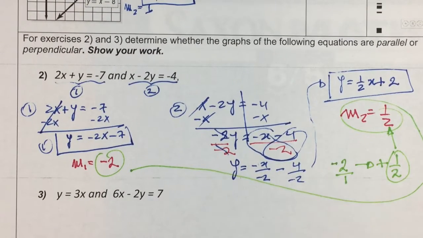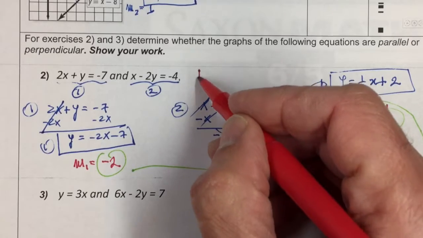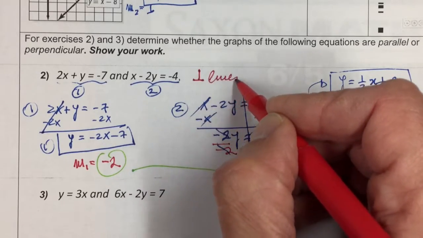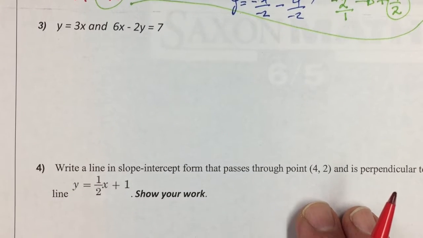What happens when two lines have slopes that are opposite reciprocals? They are perpendicular. Very good. Let's go to the next. Number 3.